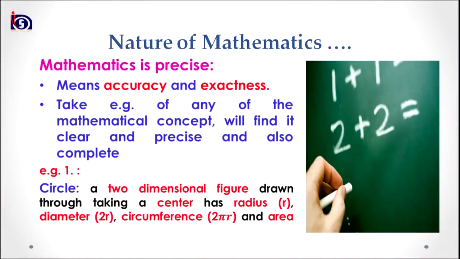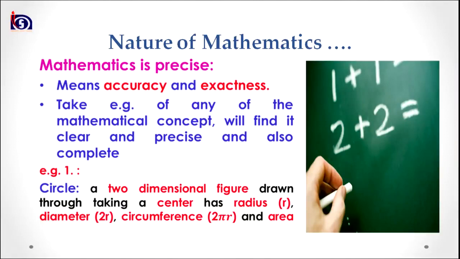Coming to the third characteristic in the nature of mathematics, mathematics strives for precision. Mathematics is a precise science. Precision means accuracy and exactness, and mathematics aspires for accuracy and exactness in its process. Take an example of any mathematical concept and you will find that it is clear and precise and also complete. Precision has three qualities: clarity, exactness and completeness.